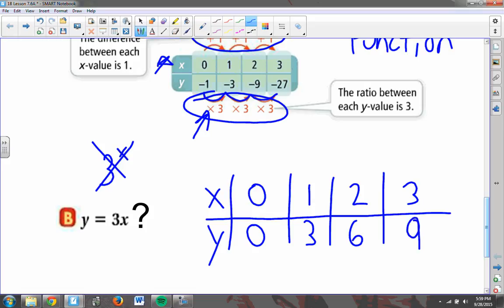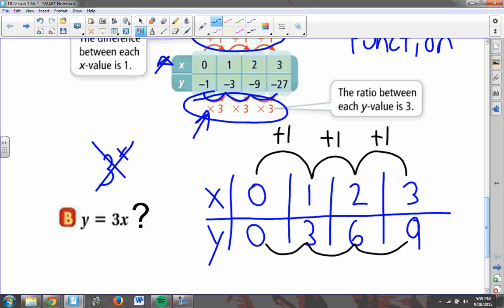All right? And what I want you to notice here is that to go from one x value to another, I am adding 1, plus 1 more, plus 1 more, right? To go from y value to y value, I'm doing something very similar, but to go from 0 to 3 to 6 to 9, I'm not adding 1 anymore, I'm actually adding 3. Plus 3, plus 3, plus 3, right?